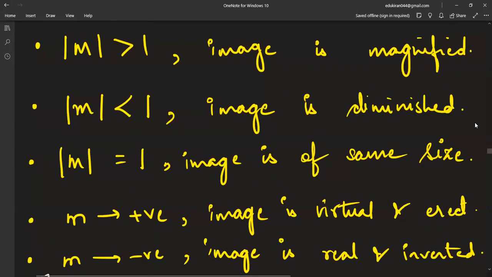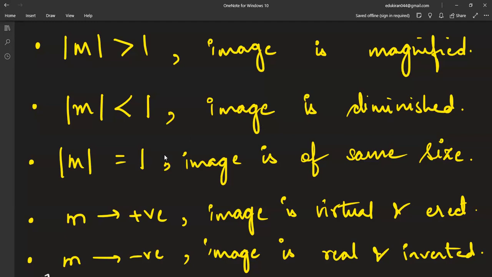Now, how will you interpret things? This slide which I have kept right now is very important. See, the magnitude of magnification will define the size of the image. When I say magnitude, you have to ignore the sign. -3, +3, it doesn't matter to you; it means just the number 3, be it minus or plus. Otherwise, if you go by the number line, your entire question will come wrong. So see, magnification greater than 1, image is magnified. If it is less than 1, then the image is diminished. If it is equal to 1, then the image is of the same size.